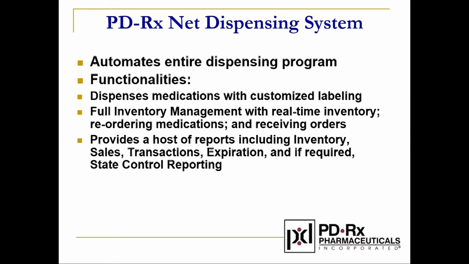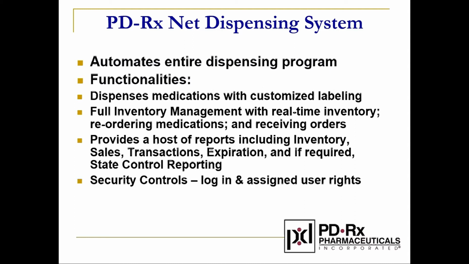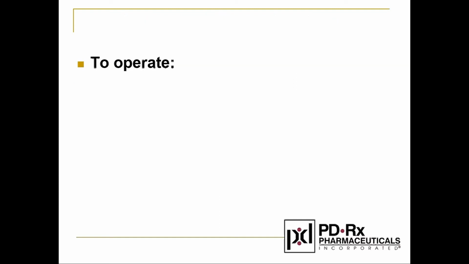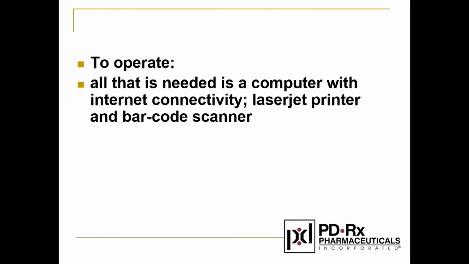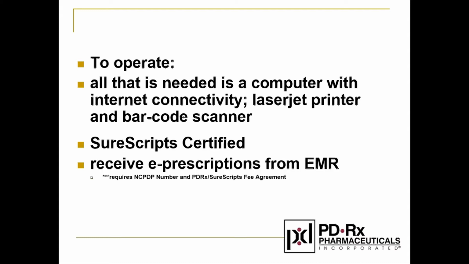It provides a host of reports including inventory, sales, transaction, expiration, and if required by your state, a state control report. The system has security controls in place to prevent unauthorized use. To operate the system, all that is needed is a computer with internet, a printer, and a barcode scanner. The system is SureScript certified, which allows you to receive e-prescriptions from your EMR.